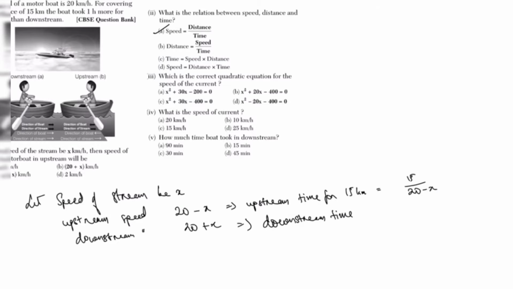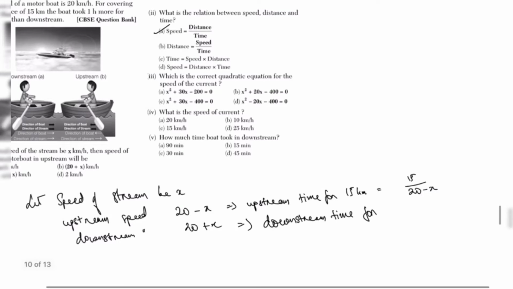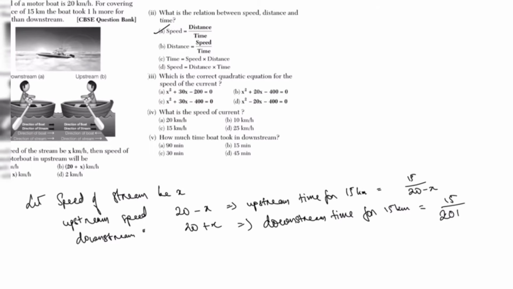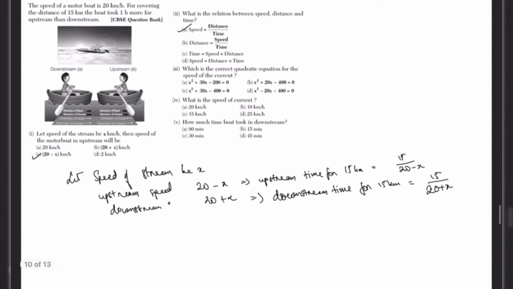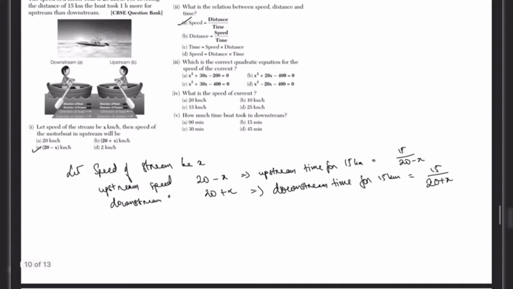Downstream time for 15 kilometers is 15 divided by 20 plus x. So upstream time was 1 hour more than downstream time. So that makes it 15 by 20 minus x minus 15 by 20 plus x equals 1.